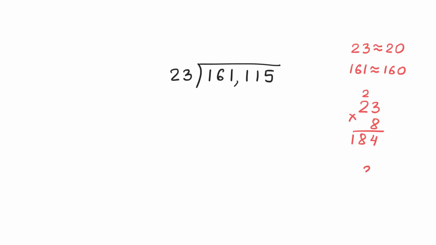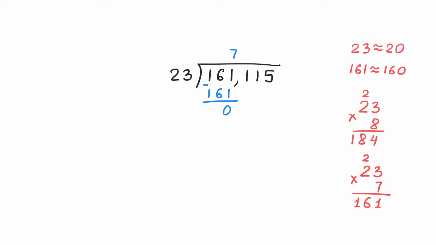Then let's multiply 23 by 7. 7 times 3 is 21. We will write 1 and we will carry 2. Then 7 times 2 is 14, and 14 plus 2 is 16. So we see that when multiplying by 7, we get exactly 161. Then let's write 7 above this 1, and 7 times 23 is 161. If we subtract them, we will get 0.